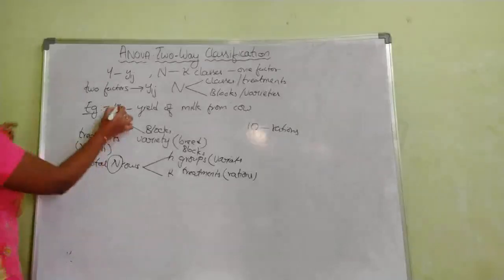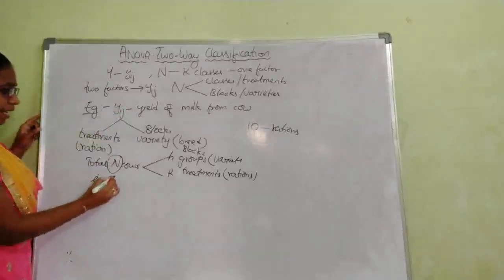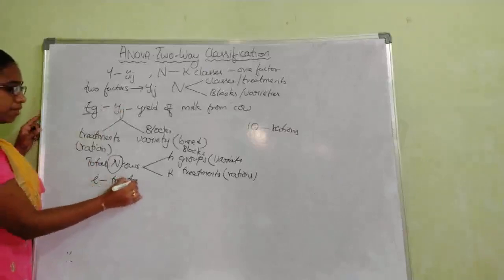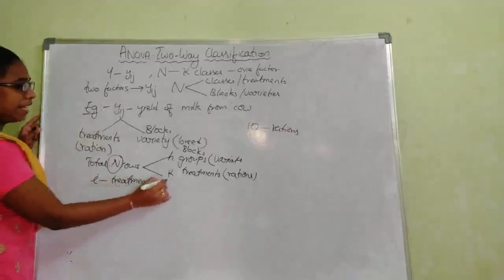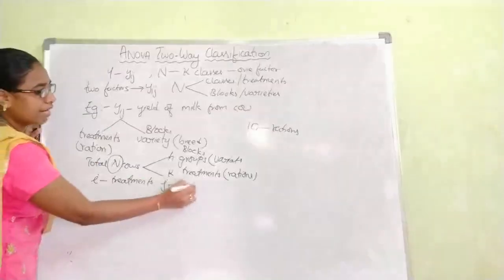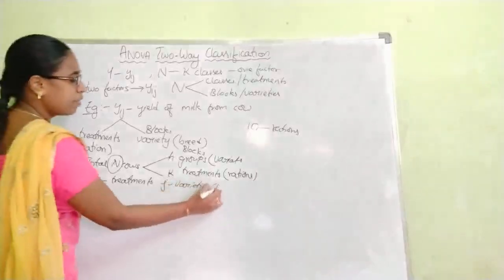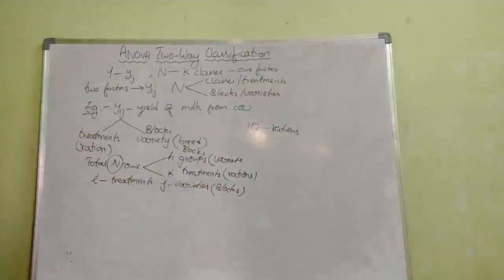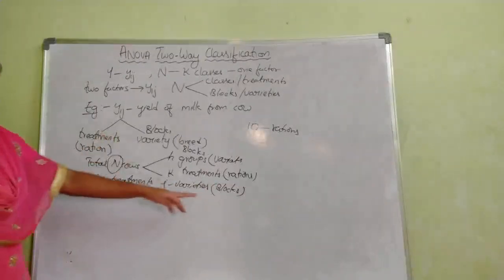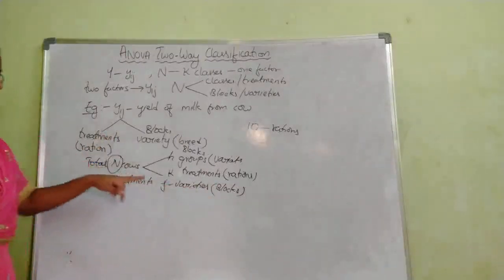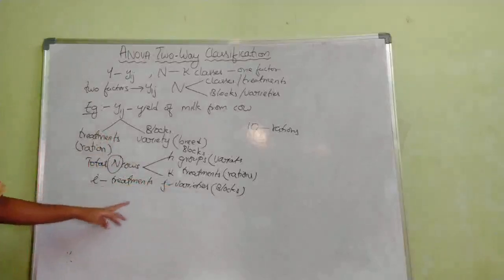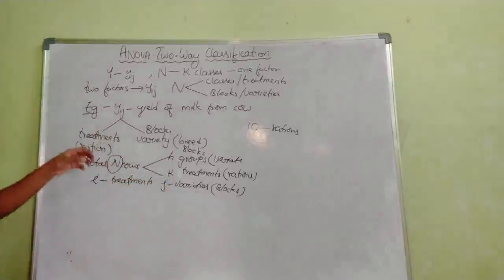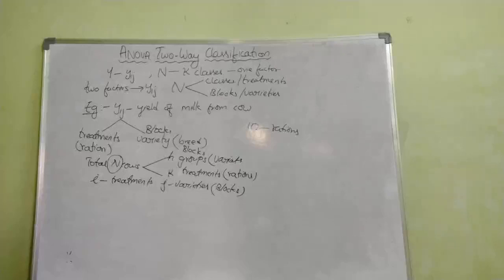So here, what does I indicate? I indicates the treatments and J indicates the varieties. So varieties means here blocks. Blocks means we are going to divide into different groups that are called blocks. In each block there will be K number of observations, and the K observations will be applying different treatments.